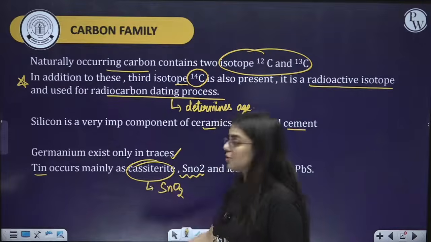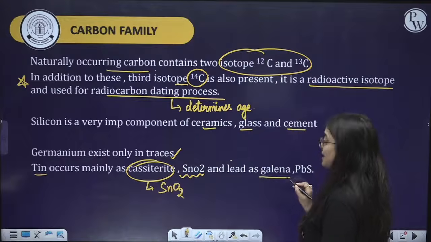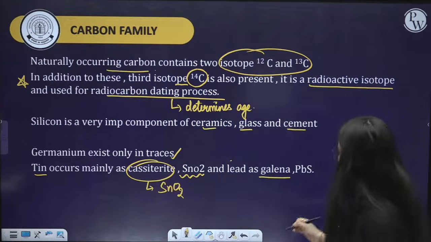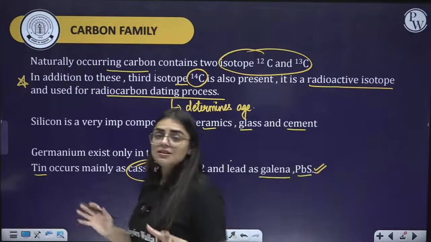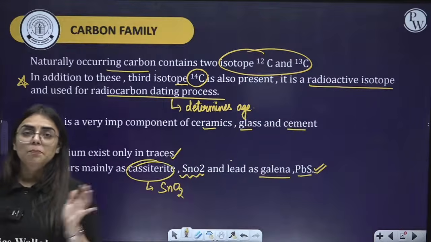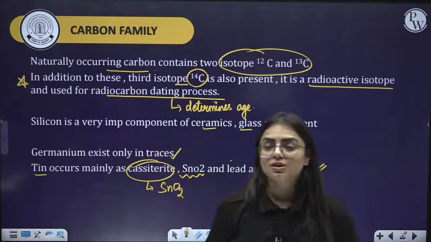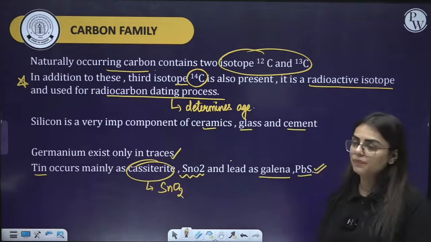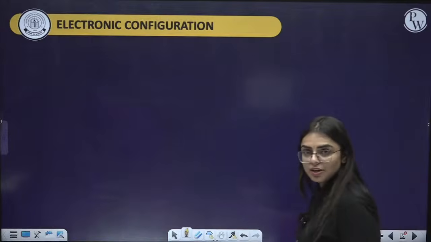Now this question is also asked again and again. And if I talk about lead, it exists as galena. I already told you, galena, that is PbS. So this is also an important part. So these are basically the carbon family compounds and their existence. How do they exist in nature? What is their existence? Clear everyone? That's great. Okay, ma'am. Now what next, ma'am? Shall we start with the electronic configuration?